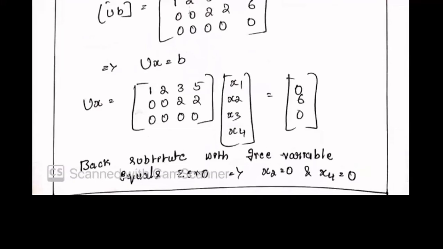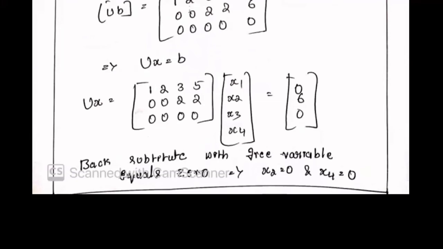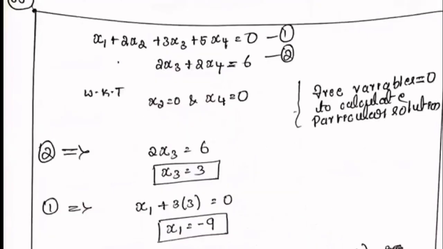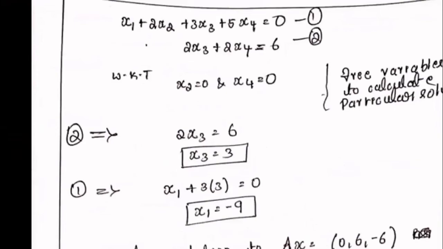And I have given the definition saying that, in order to find out the particular solution, you have to substitute free variable is equal to 0, okay? So make this free variable is equal to 0, x2 and x4 is equal to 0. Now you multiply with the equation. So whatever the solution you get, that is a particular solution. So I have multiplied with respect to the matrix, okay?